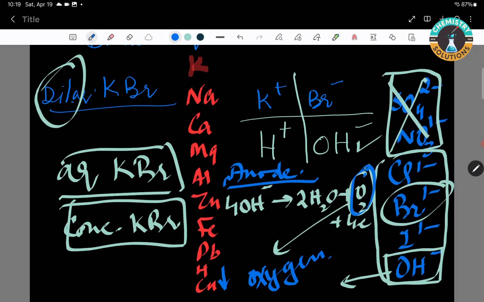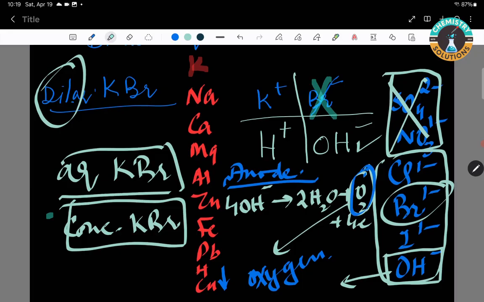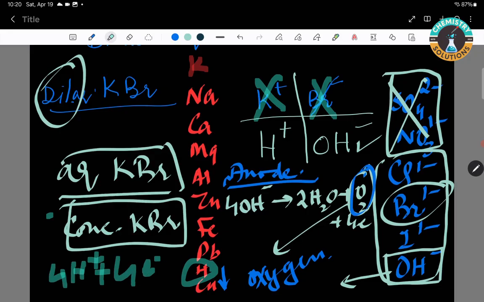So if we are talking about bromide ion, it will not go in aqueous form. The bromide ion will not go, and then potassium ion will not go. Hydrogen ion is present at the lowest part, so it will have a greater tendency to gain the electron and to discharge at the respective electrode. So 4 hydrogen ions will move over there and take 4 electrons and give 2H2, hydrogen gas.